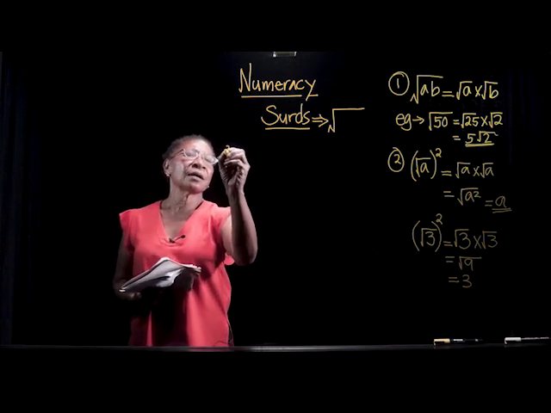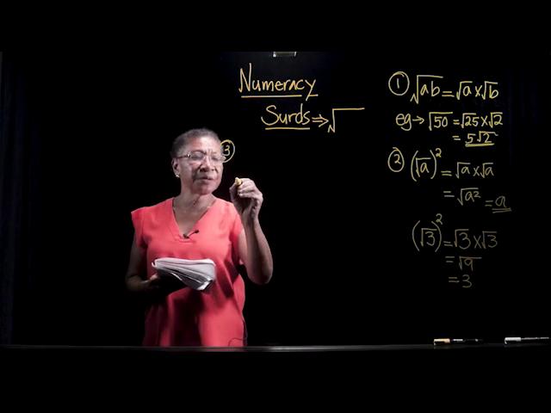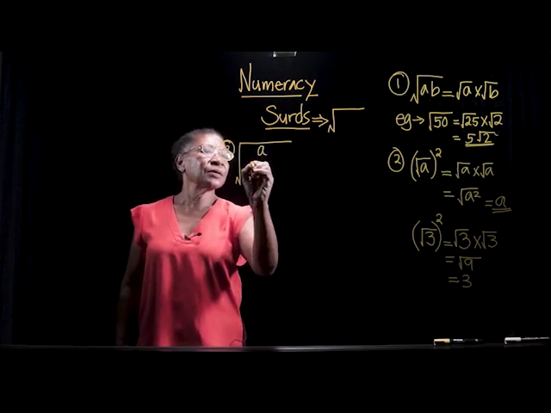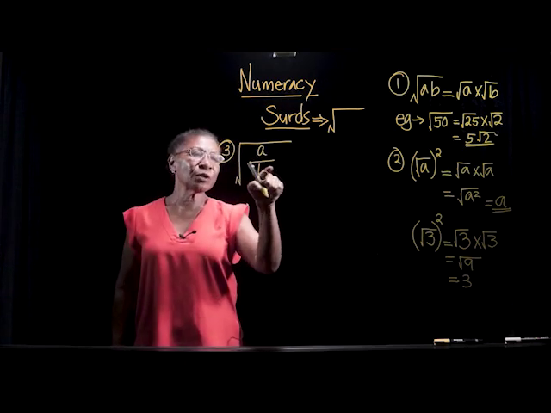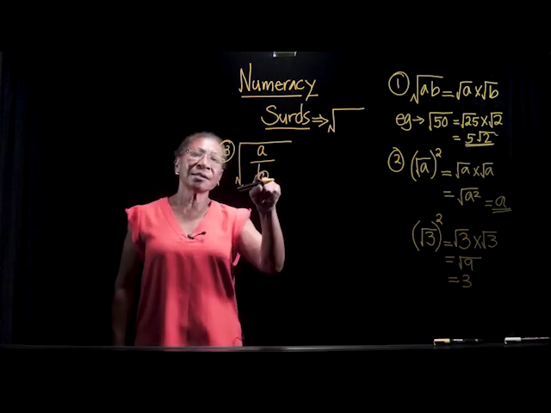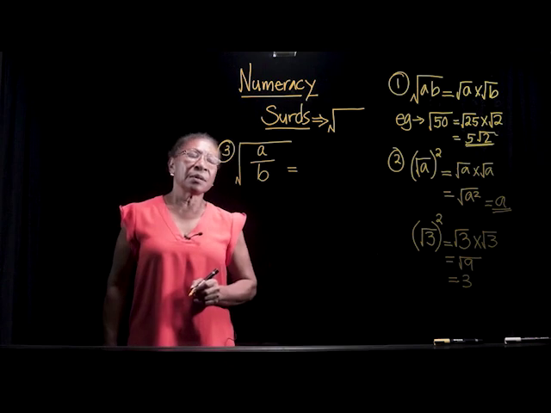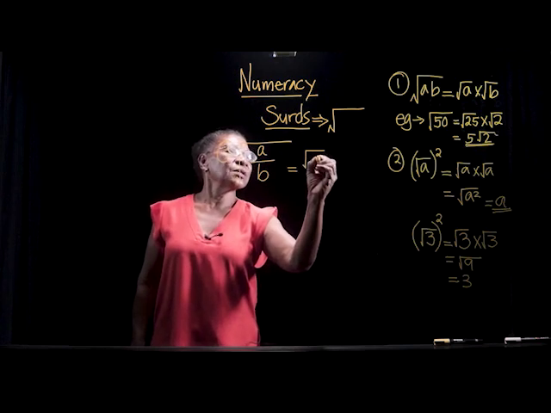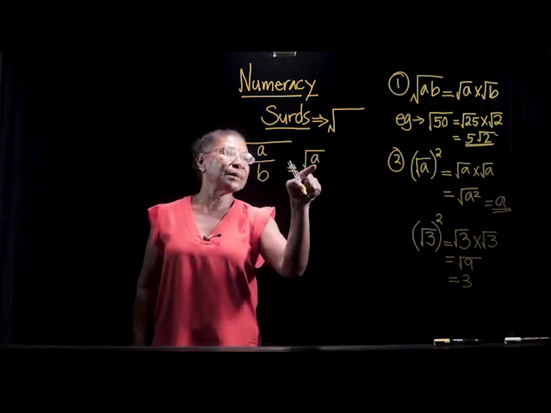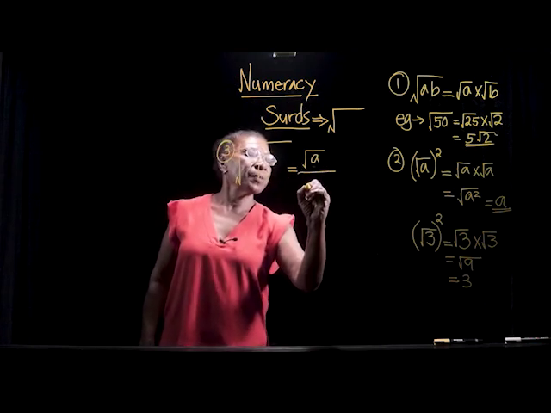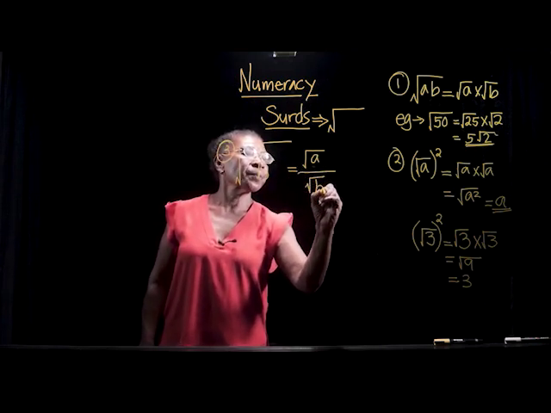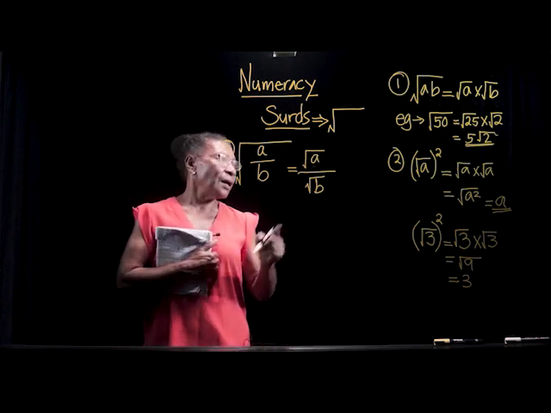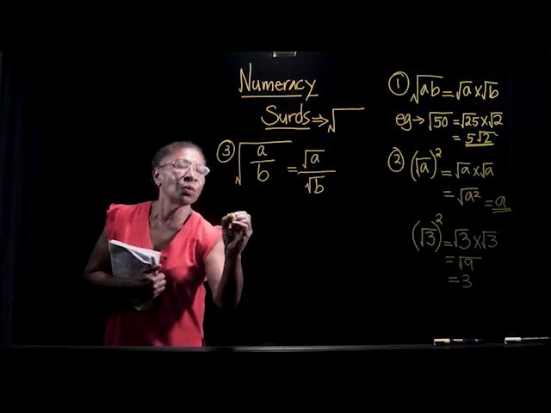Let's look at example 3. If I have rule number 3, it gives me a radical sign with A divided by B. Note that the fraction bar is always used as division in numeracy. We need to simplify it to understand it better, and it gives us the square root of A as the numerator, and the fraction bar, and the square root of B as the denominator.